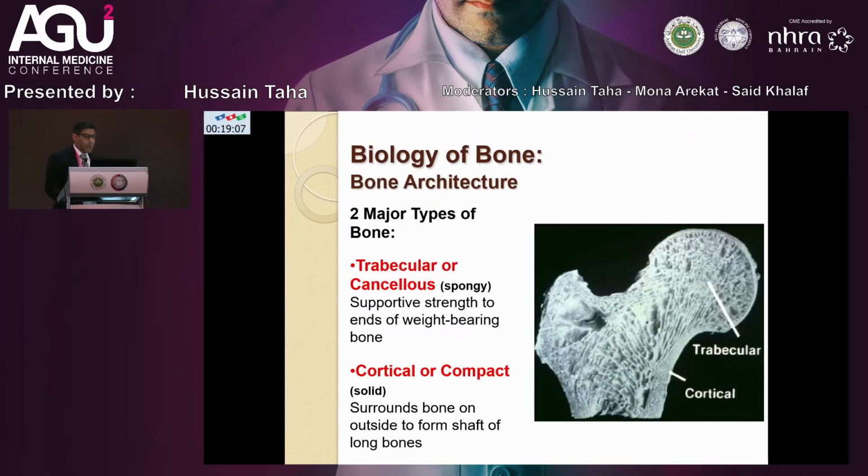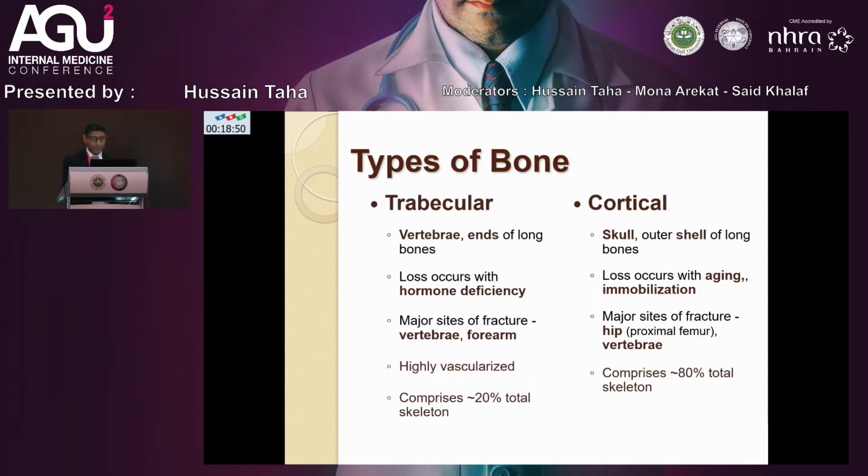Biology of the bone. The bone is made of two types: trabecular or cancellous bone, and cortical or compact bone. The cancellous bone is spongy. It supports and strengthens the long bones, and the cortical bone surrounds the bone from outside and makes the shaft of the long bones. Trabecular bone is mainly seen in vertebrae and long bones, and we lose it through hormonal deficiency. The major sites are the vertebrae and forearm, and it is very vascular and comprises 20% of the total bone.